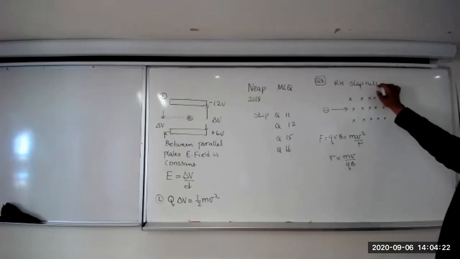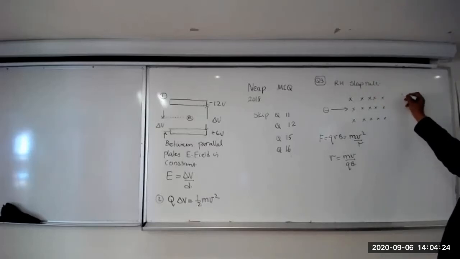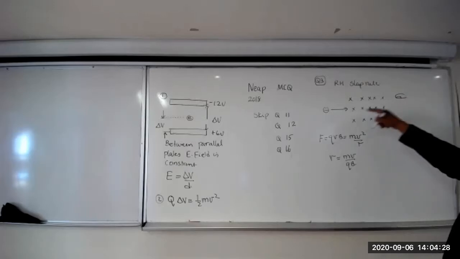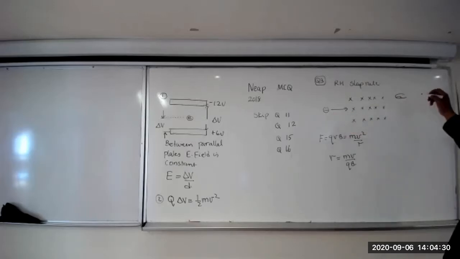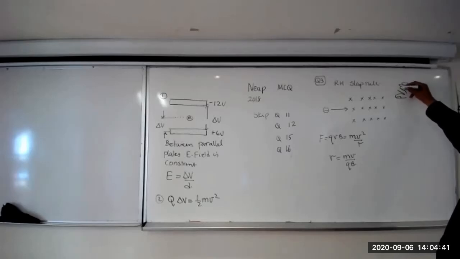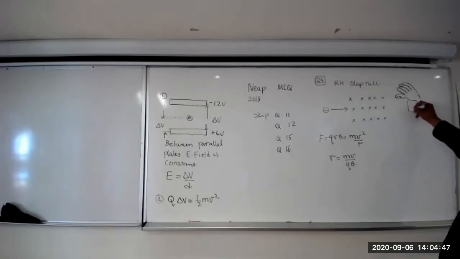If you guys forgot how to use the right-hand slap rule, you have to point the thumb in the direction opposite to the electron motion. This is the right hand. And then your fingers should be pointing in the direction of the magnetic field. Something like that. It's not the best drawing. You can see the force down. Something like this.